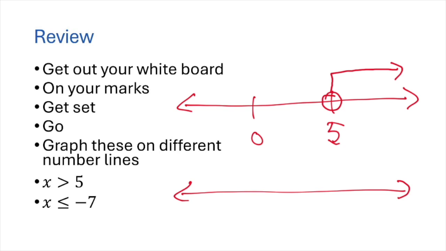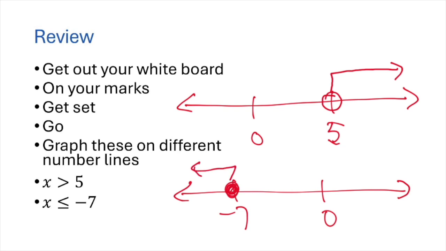All right, now the next one, we have a -7. Is it an open or closed circle? Closed. And it says x is less than -7. So it goes to the right or to the left? To the left. Okay.